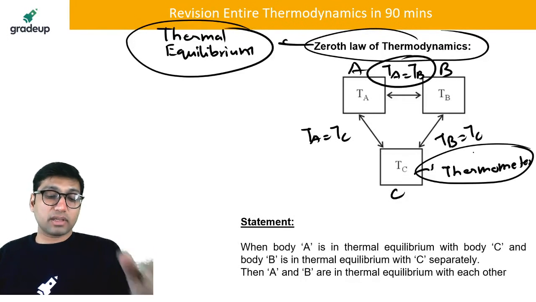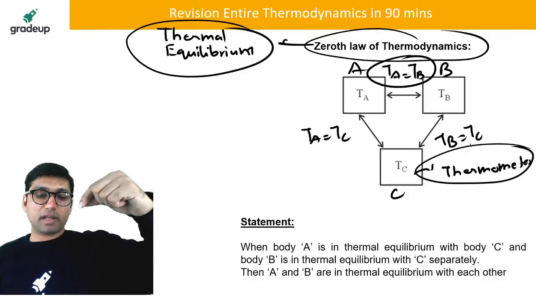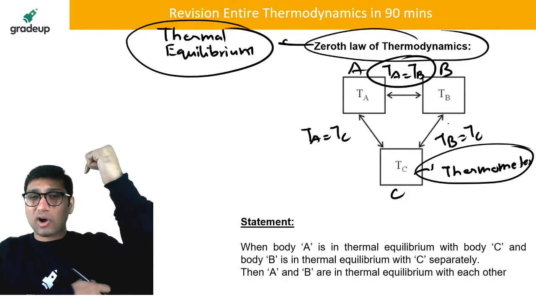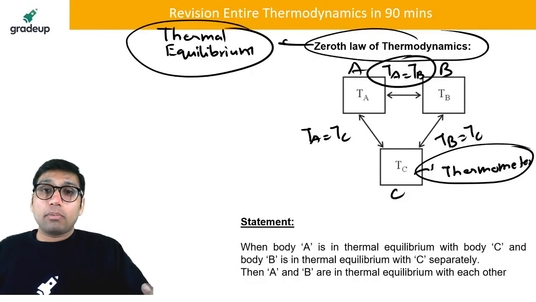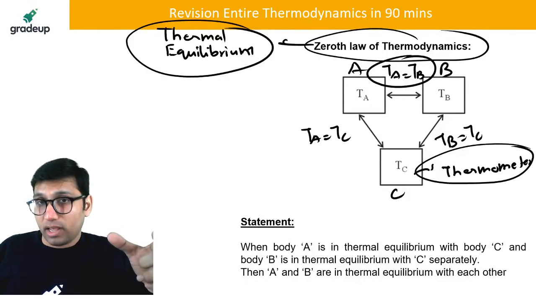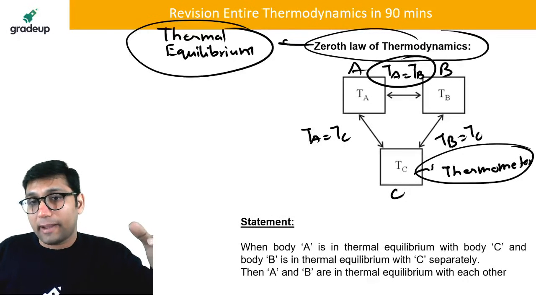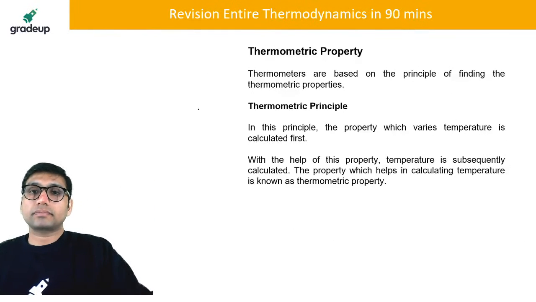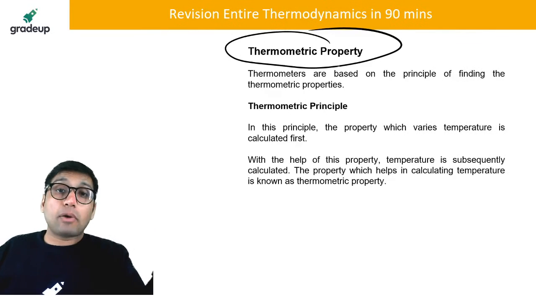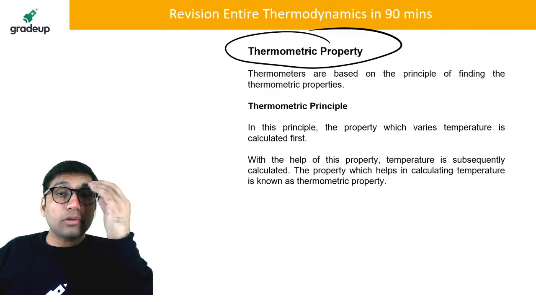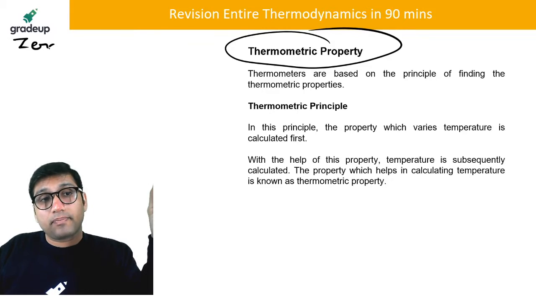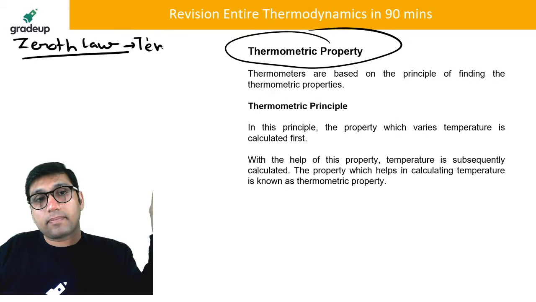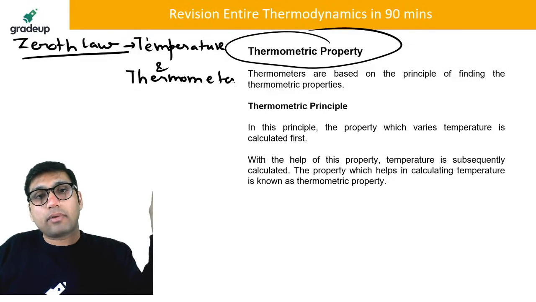For example, when you measure the temperature of your body, you put the thermometer inside your mouth or your armpit, and due to thermal equilibrium, you are able to get the temperature of your body in that thermometer. There are different types of thermometer. And how do we measure the temperature from a thermometer? From the zeroth law of thermodynamics. The zeroth law defines two things: it defines temperature, and it also gives the thermometer. So thermometers are based on the zeroth law of thermodynamics.